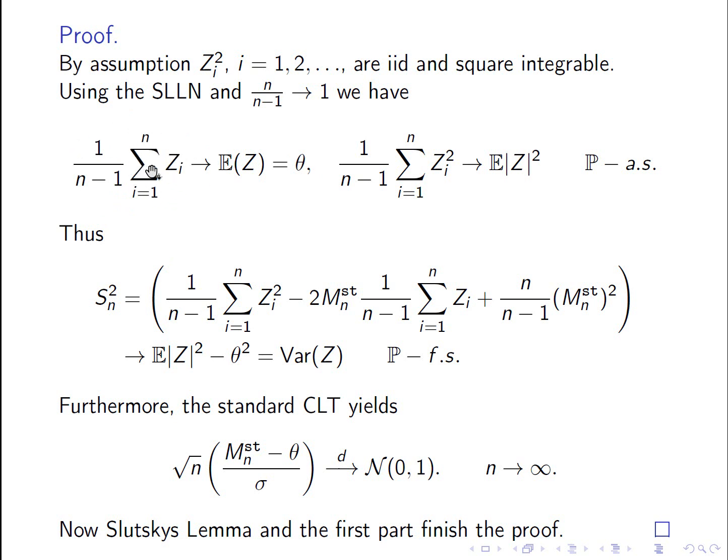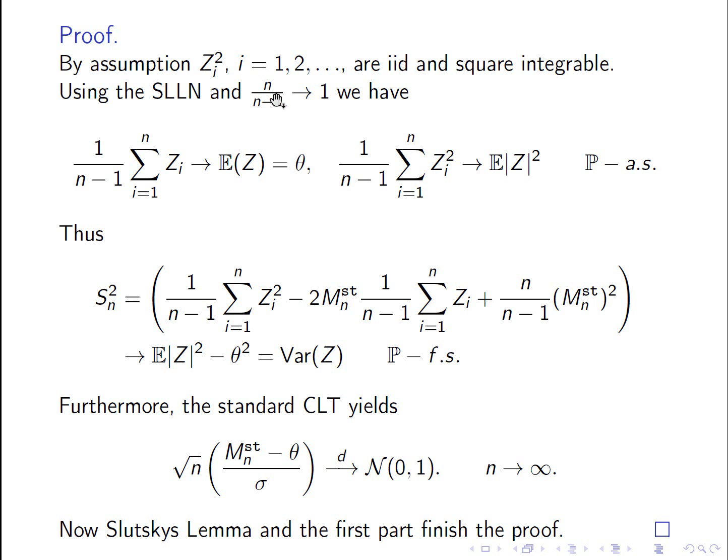So this average converges to the expectation. And also here, if we don't have 1 divided by n minus 1, but 1 divided by n, the sum of Z_i squared, by the strong law of large numbers, converges to the second moment of Z, and always P almost surely. Okay, now we don't have 1 over n, but 1 divided by n minus 1. But that's not a problem.